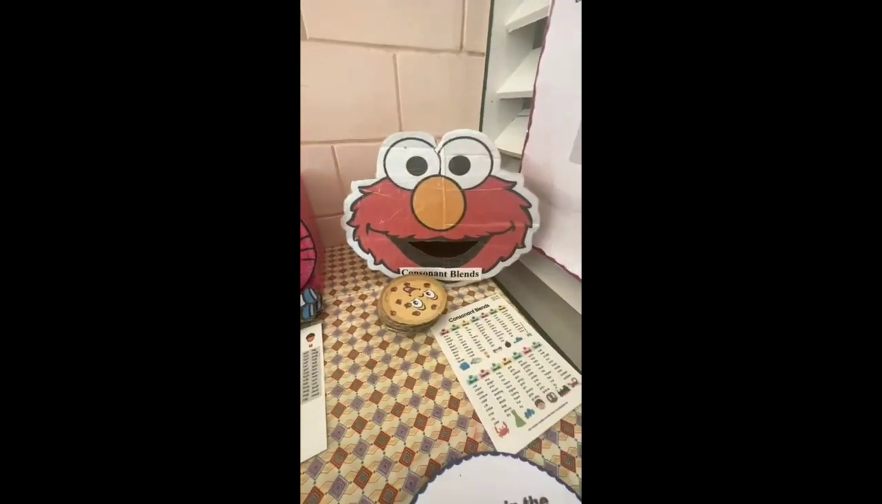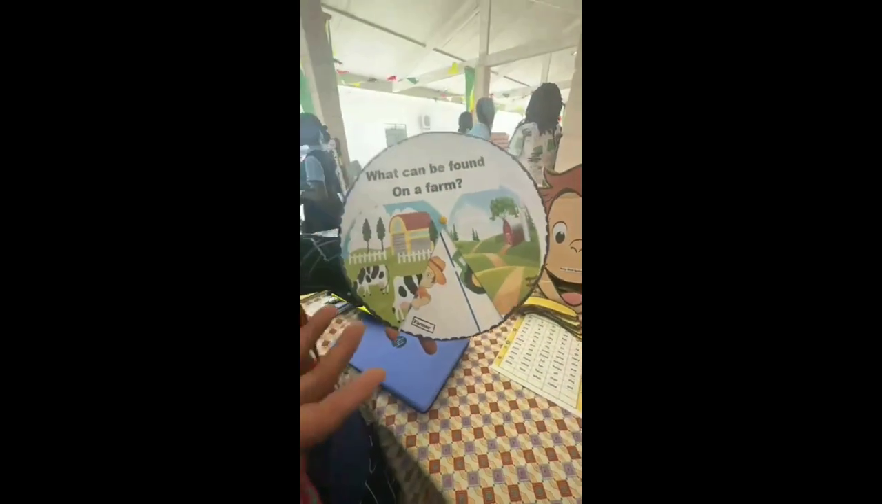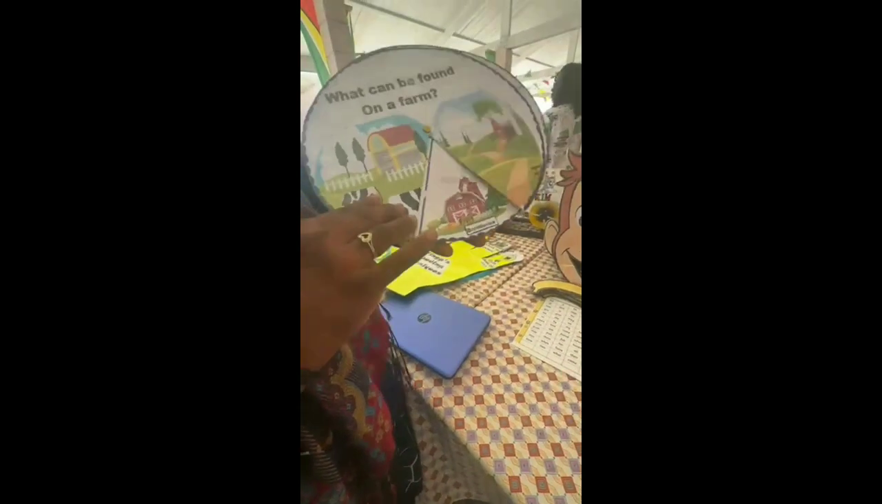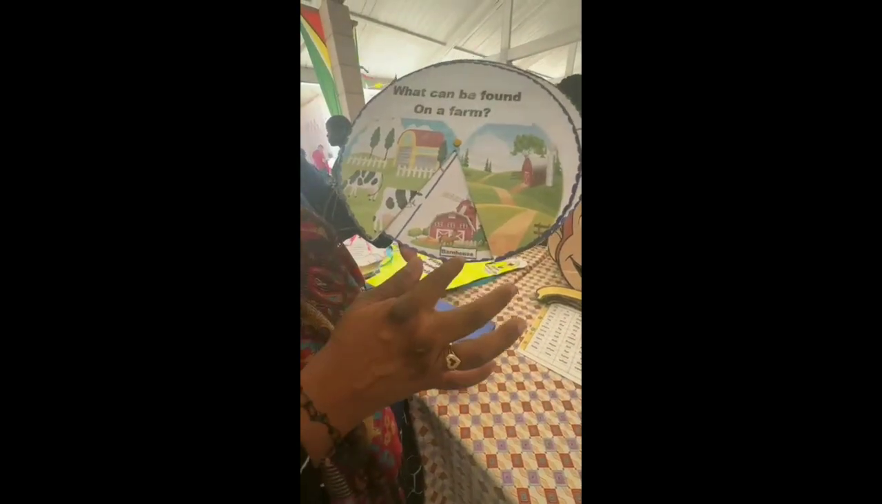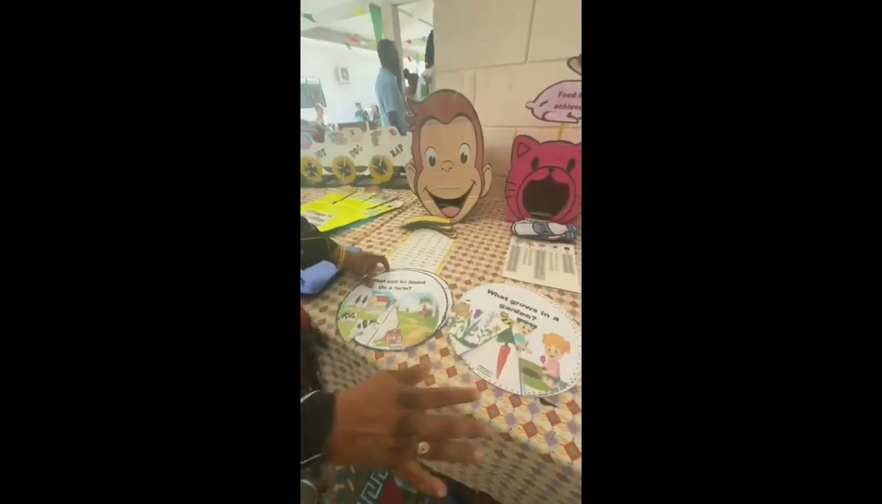Then to move away on that, because you know children get bored fast, we're looking at the pie chart. The pie chart here now is what can be found on a farm. It's like a question, you know, the children is going to look at all the things that can be found on a farm, the pictures and the words are there, right? And then we have different categories.